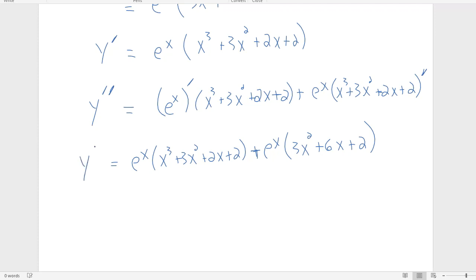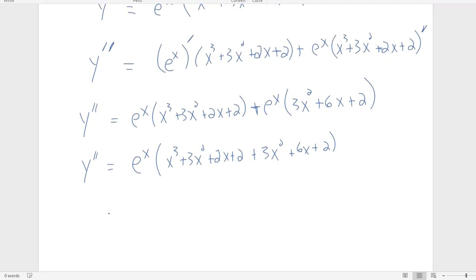Now again, technically I'm done with the second derivative, but I'm going to go ahead and do some cleanup here. So there's an e to the x in common between the two of these terms, so let me factor that out. And again, what's going to happen here is I'm going to have, from the first factor, 3x squared plus 2x plus 2. And when I factor this out, what I'm left with is 3x squared plus 6x plus 2.